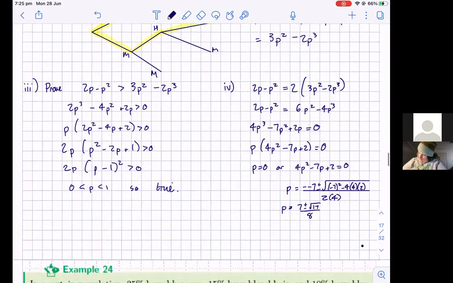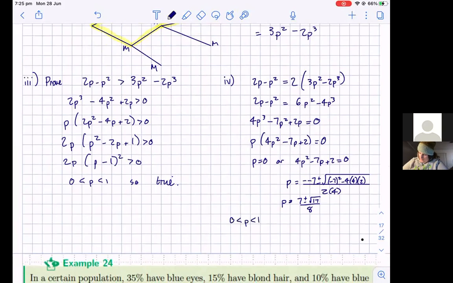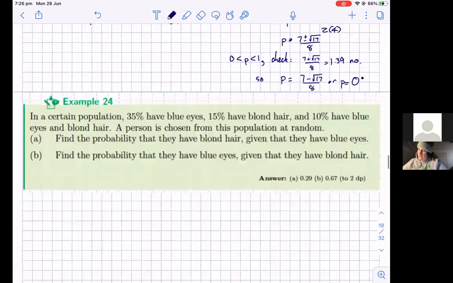Now we know 0 is less than P is less than 1, so check. Let's make sure that these answers are between 0 and 1. So 7 plus root 17 on 8 is too big. And let's double check the minus one. Yes, that's fine. So P must be 7 take root 17 on 8, or P must be 0. They're the two answers. The 7 plus root 17 on 8 doesn't work.